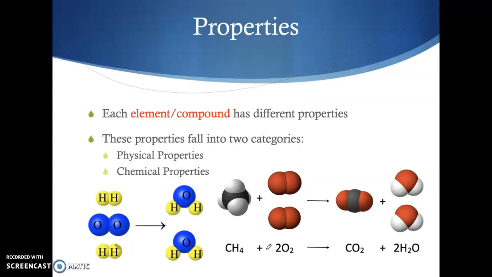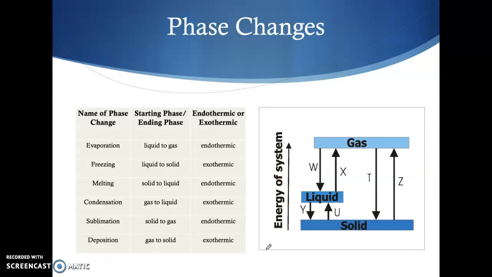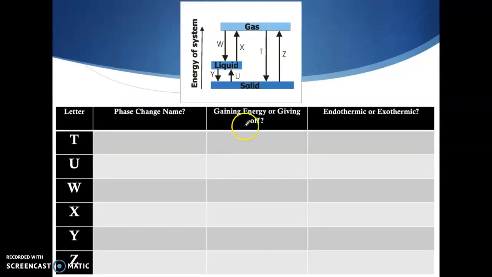So realize that every element or compound has different properties, and these properties fall into different categories. That was out of order, my fault. So phase changes, we have all of our different phase changes here: evaporation, freezing, melting, condensation, and the two new ones for us probably are sublimation and deposition. This is solid to gas and gas to solid. This is on your document. And then you have this table where it has a letter and an arrow. So like liquid to solid, that would be freezing. So that'd be like letter Y. And you're asked to fill out this table.